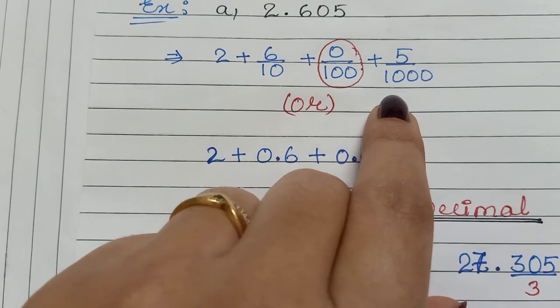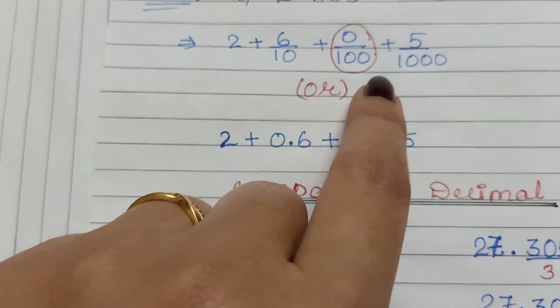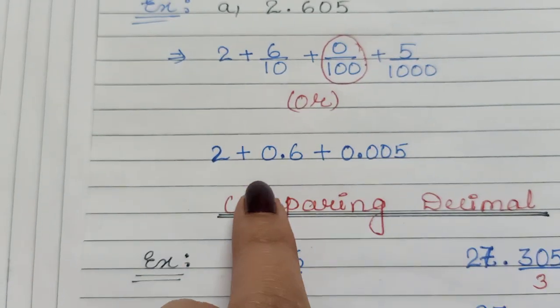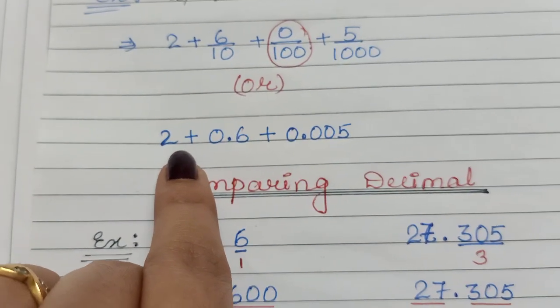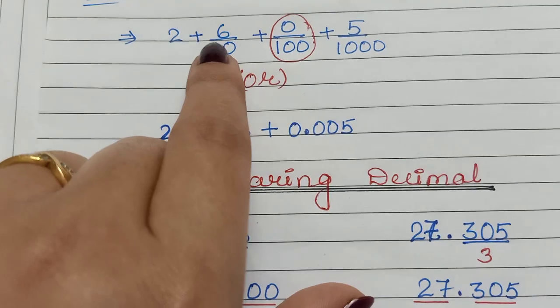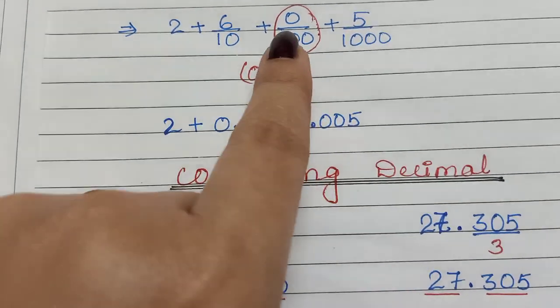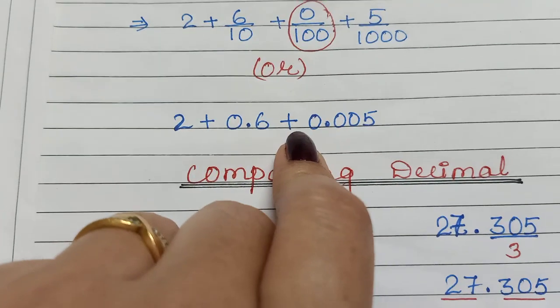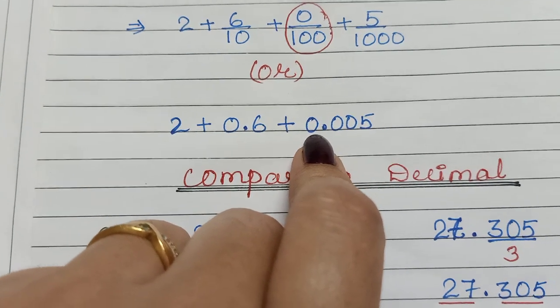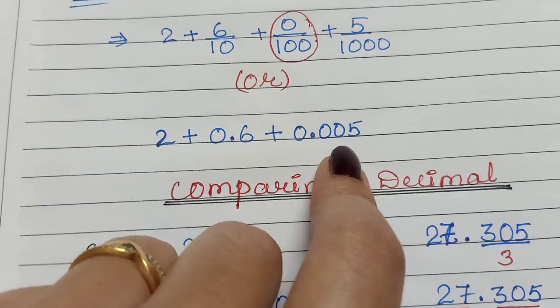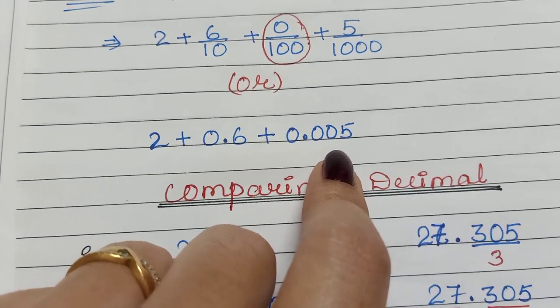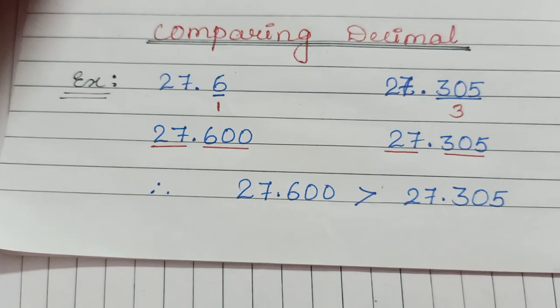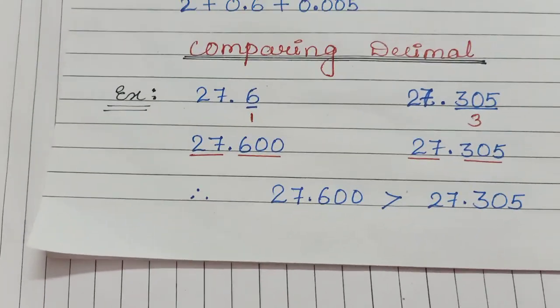Now, this is written in fraction form. It can be written as a decimal also, that is 2 plus 0.6. And 0, as I said, is not needed to write, so I have skipped it here. And then 5 upon 1000 can be written as 0.005. Okay, this is clear.